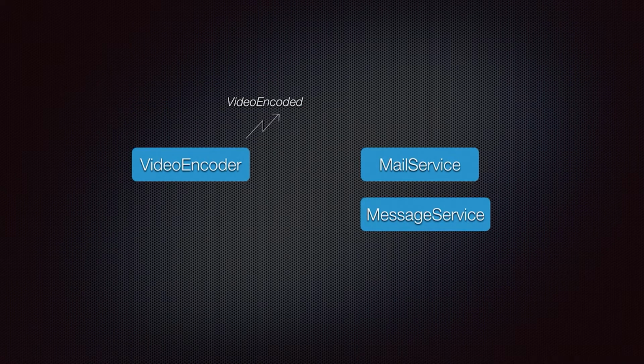Now back to our picture, you might be wondering, how does the video encoder notify these subscribers? Well, for video encoder to notify its subscribers, it needs to send a message to them. In practical C# terms, that means invoking a method in the subscriber. But how does the video encoder know what method to call?